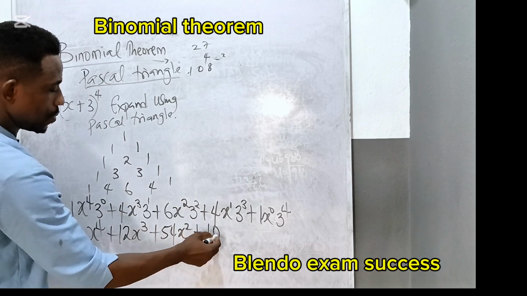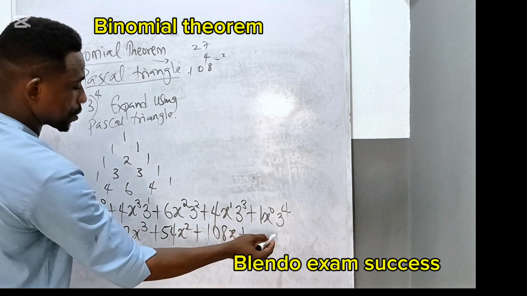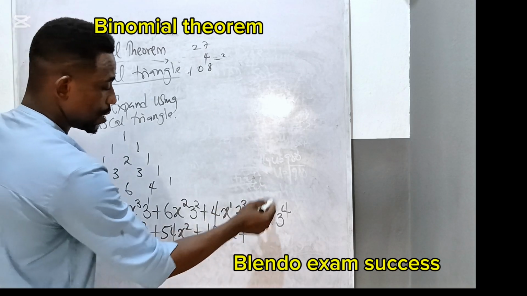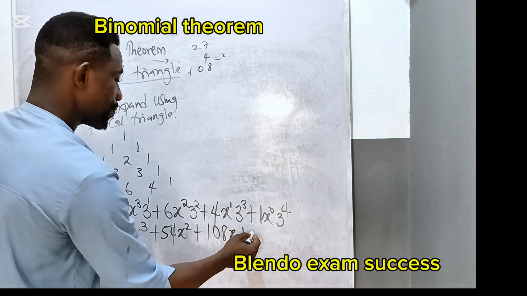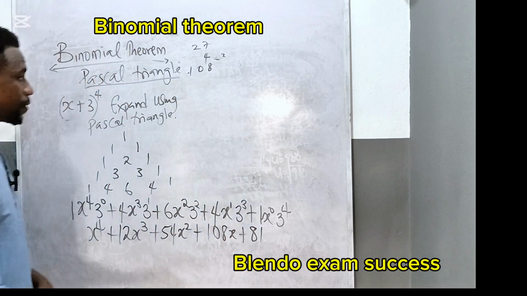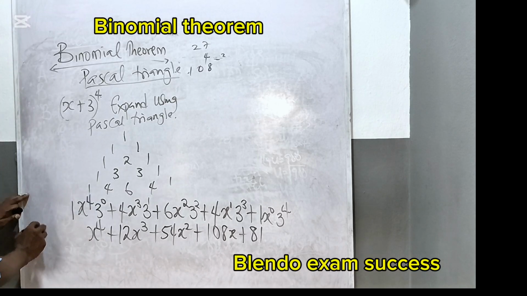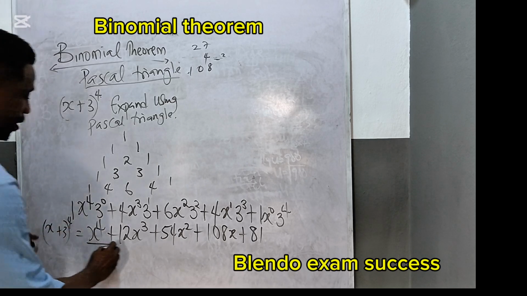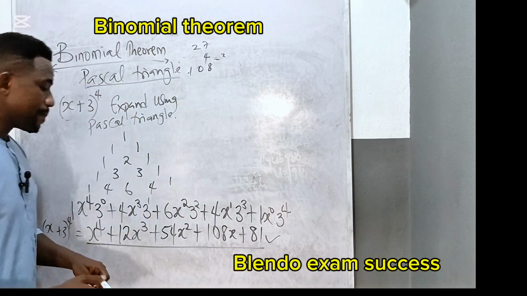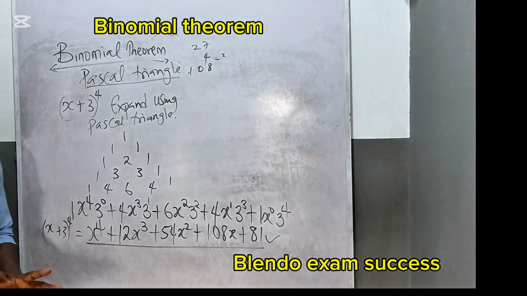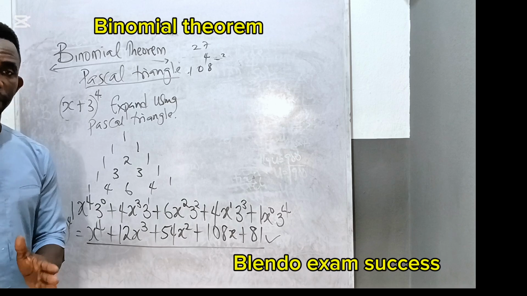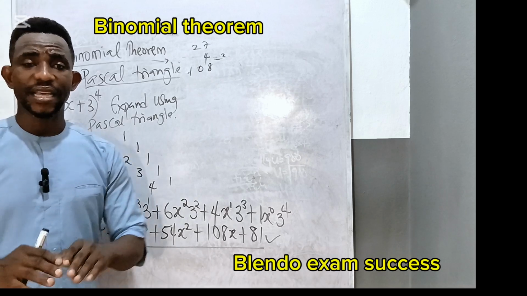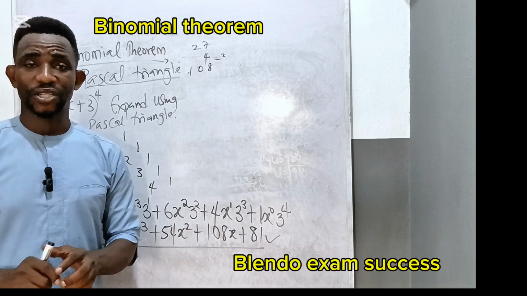So we write 108x plus x raised to the power 0, which is 1. Anything raised to the power 0 is 1. 1 times 1 is 1, and 3 raised to the power 4 is 81. So from here, we say that the expansion of (x + 3) all raised to the power of 4 is equal to this. This is the final solution using Pascal's triangle. In our next video, I'm going to show you how we can use the binomial theorem to expand binomial expressions. Bye!